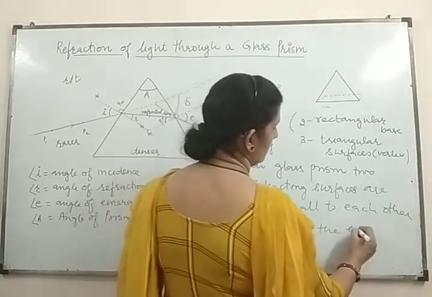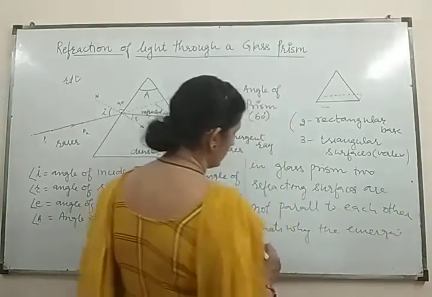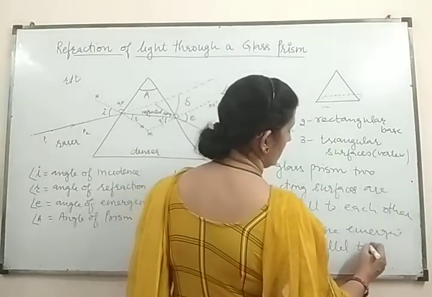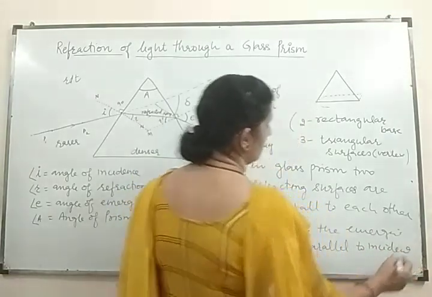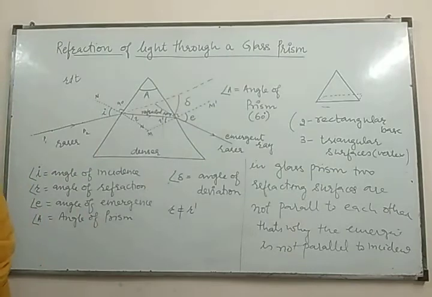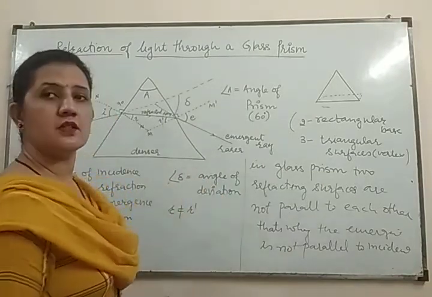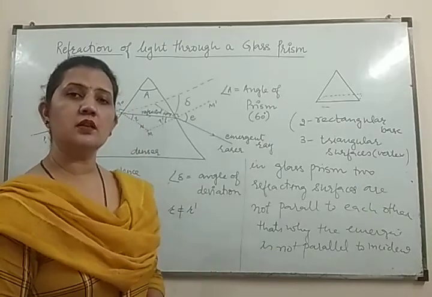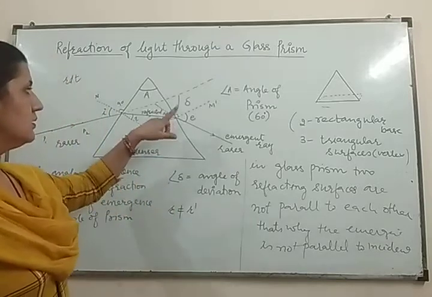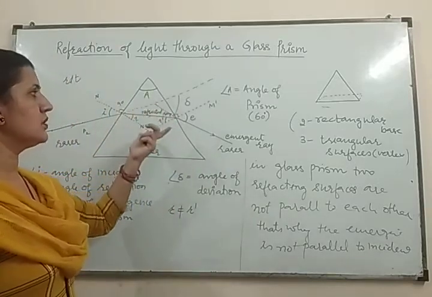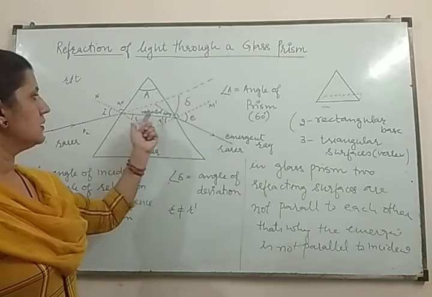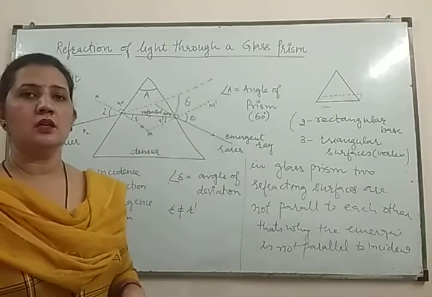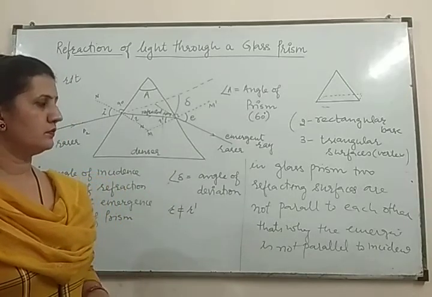That's why the emergent ray is not parallel to the incident ray, because in case of glass slab the refraction produced by the first surface is compensating the refraction produced by the second surface. But like the glass slab, there is no such phenomena. The ray is bending away from the normal here, and it is not parallel to the incident ray. Okay, note down.